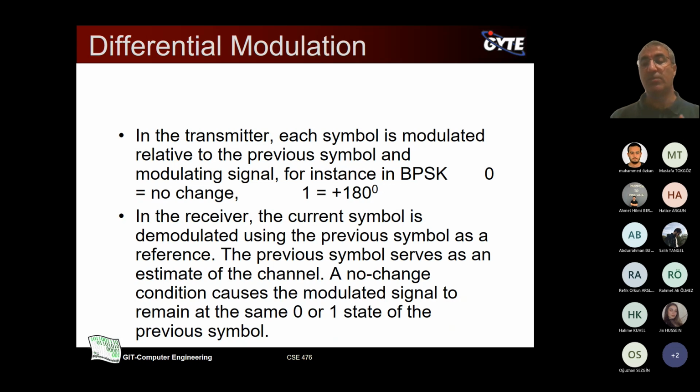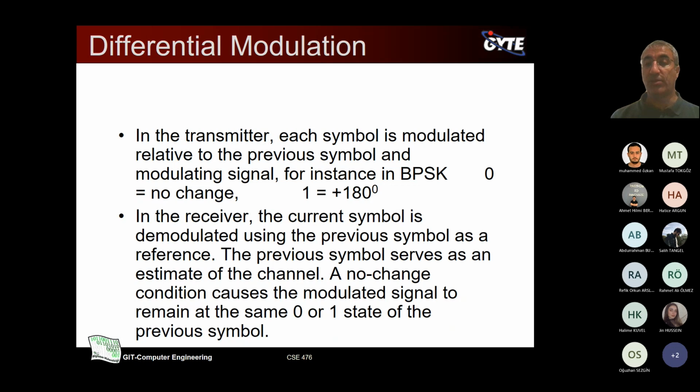So this is the change between the current and the previous symbol. So modulation depends on the previous symbol. That's why we call it differential, relative to the previous symbol. That's the transmitter part. At the receiver side, differential demodulation works as follows.